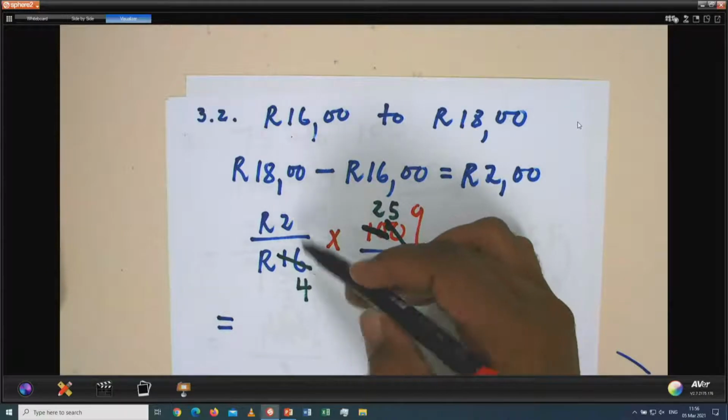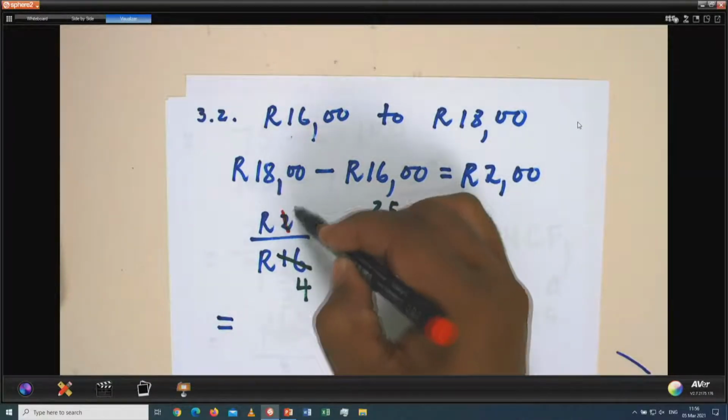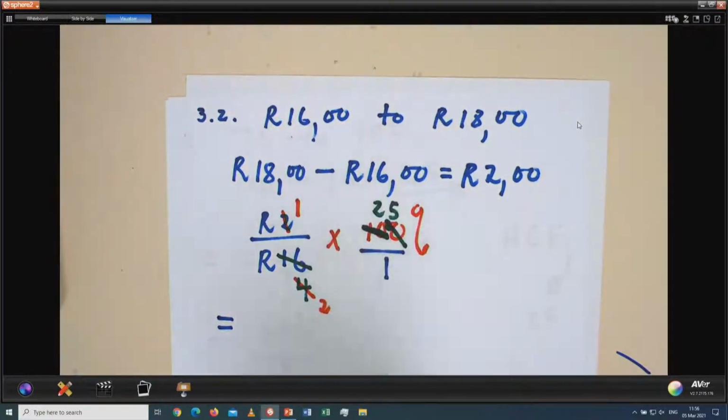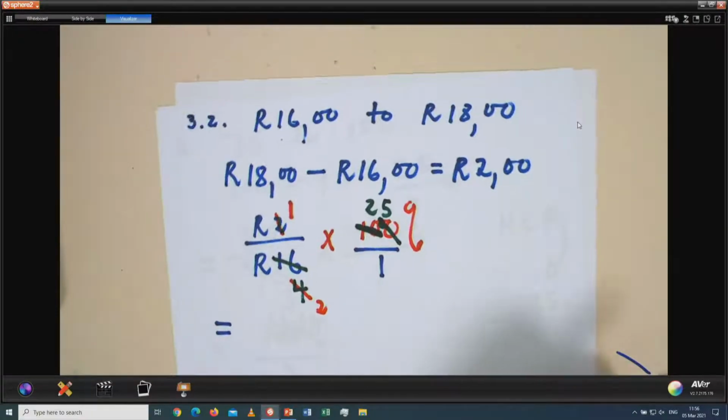Have a look here. I have 2 and then 4. 2 into 2 goes how many times? Once. And then 2 into 4 goes how many times? 2 times. And therefore, voila, I have smaller numbers now to work with.